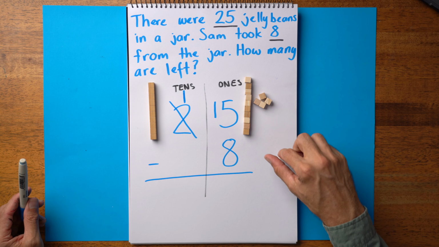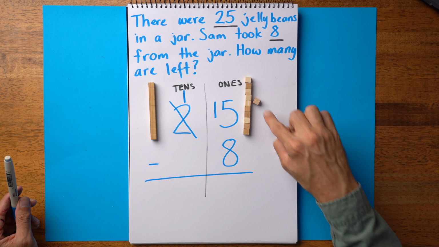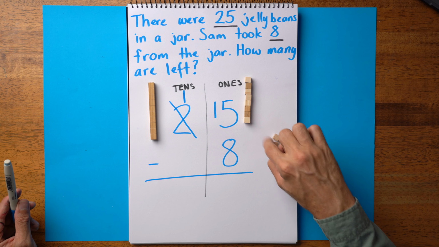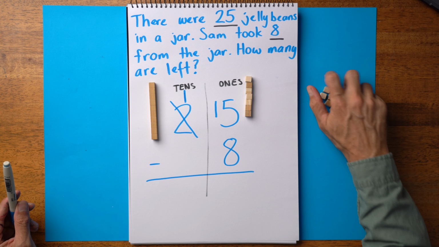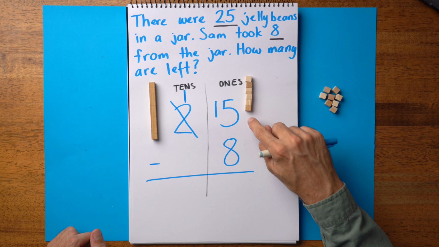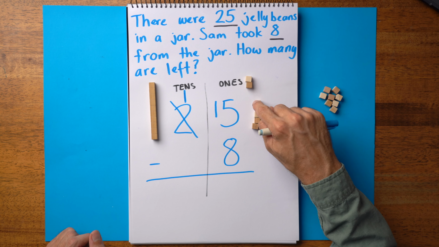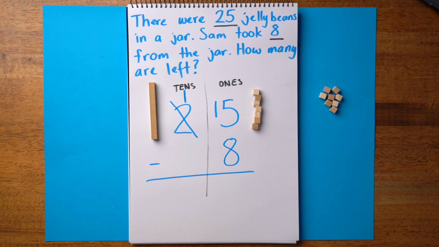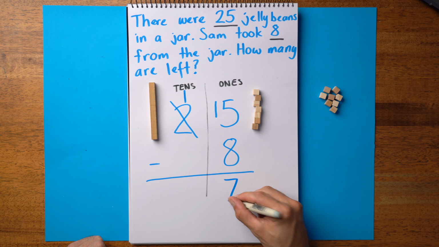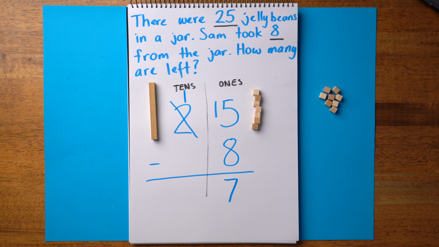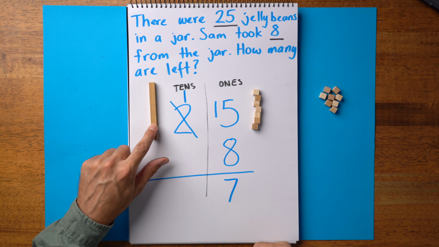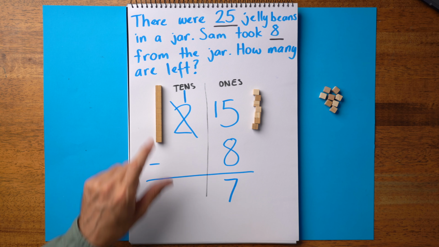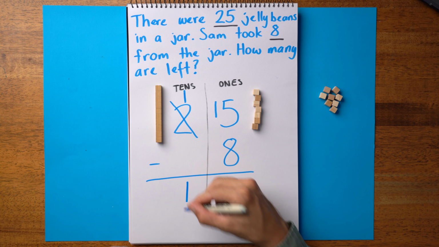Let's see if I can take 8 now. 1, 2, 3, 4, 5, 6, 7, 8. Yes, I can. And how many have I got left? 1, 2, 3, 4, 5, 6, 7. So I can write 7. When we look at the tens column, we see we've still got 1 10. Our final answer is 17.